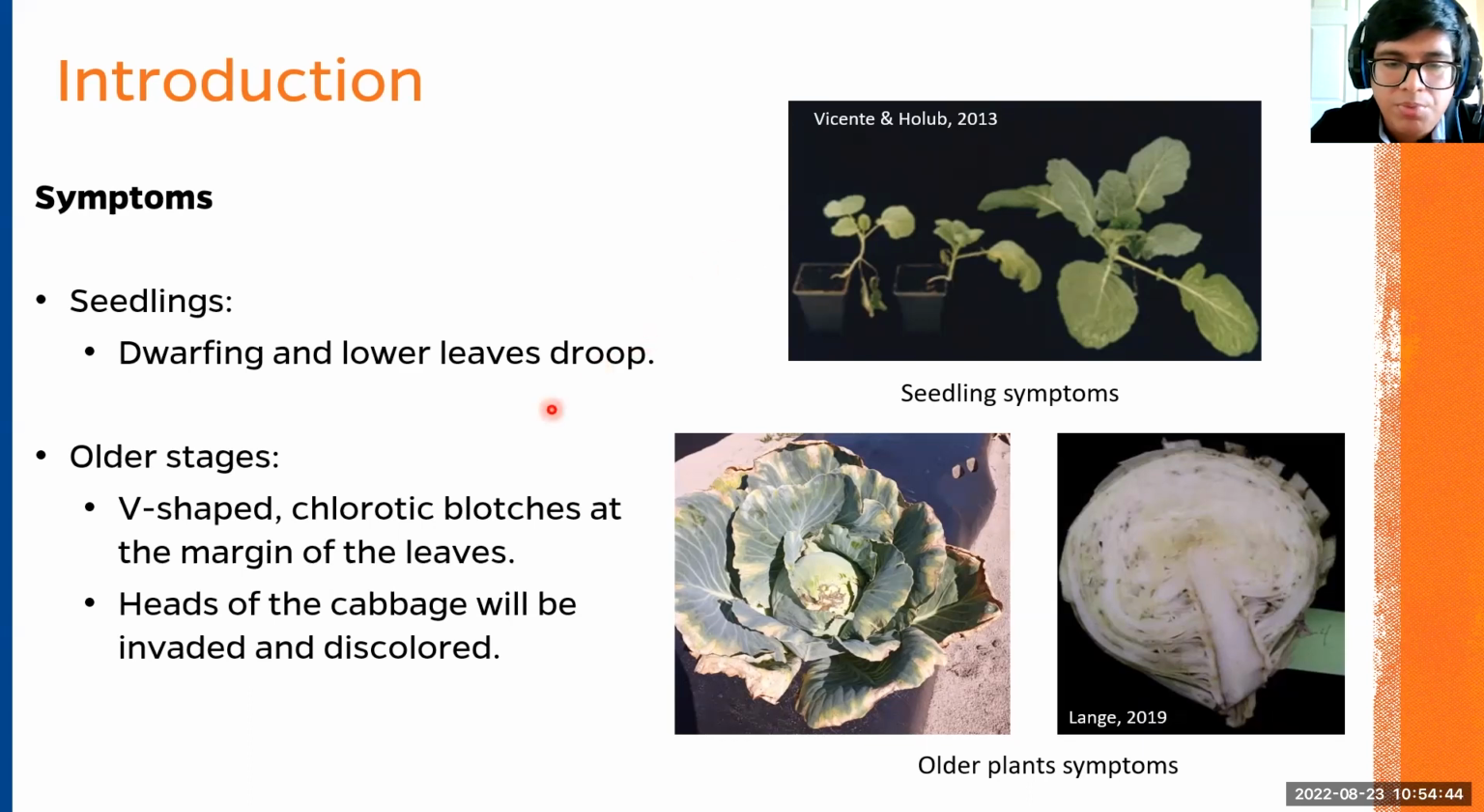In the case of older plants, especially when we're looking at them in the field, we notice that the cabbage has very characteristic V-shaped chlorotic lesions that appear on the margin of the leaves. But not only that, we also see that this disease can spread into the heads, and internal damage is found because it's going to be discolored, and there are also necrotic lesions in the vascular tissue.